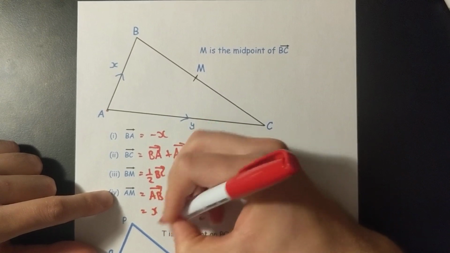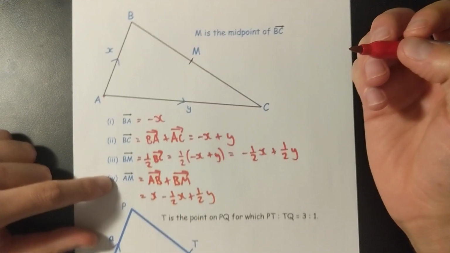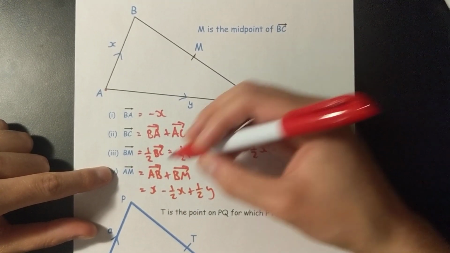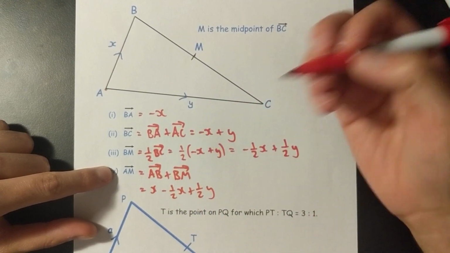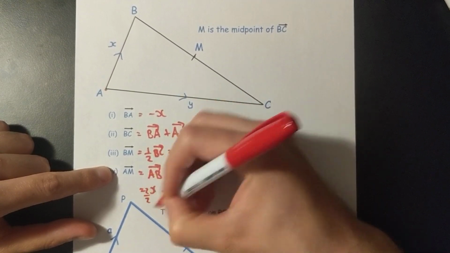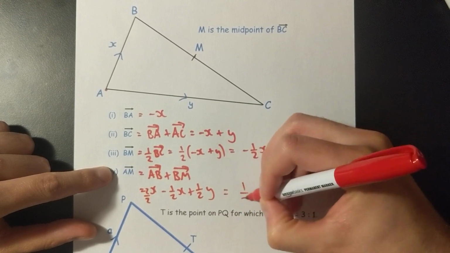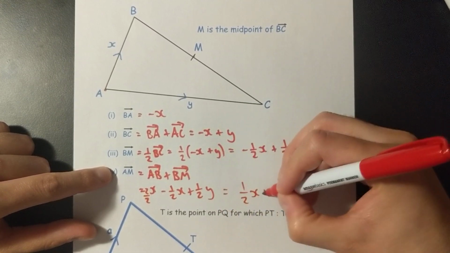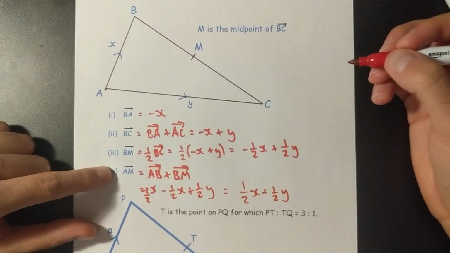So if I have a whole x and I'm taking away a half x, well, we can think of that as 2 over 2 x, take away a half x, I'll be just left with a positive half x plus a half y.